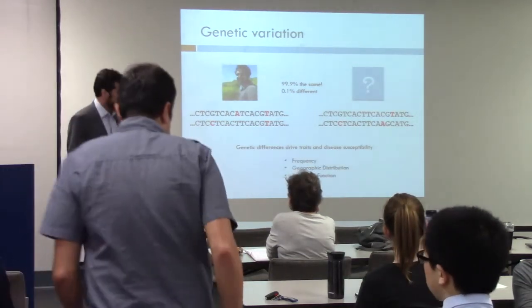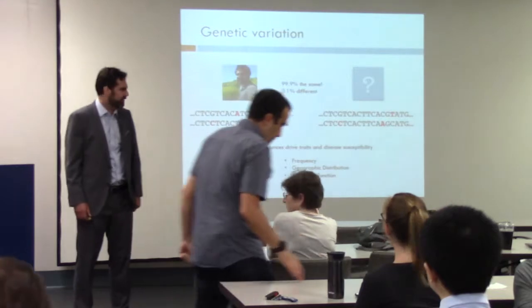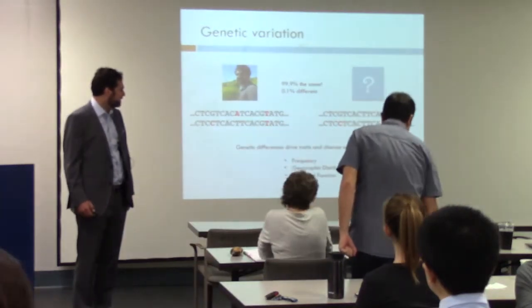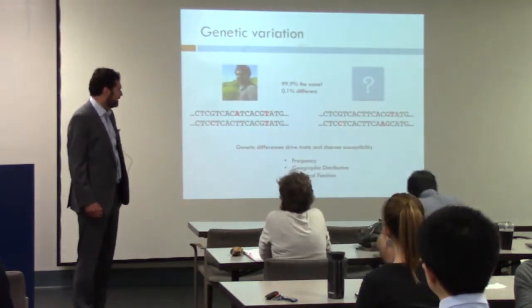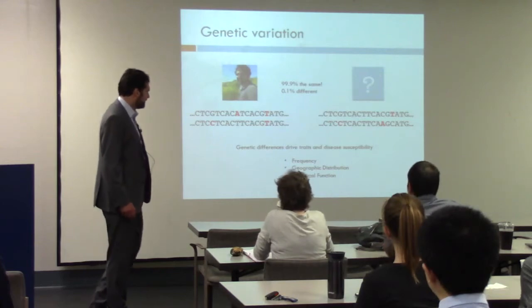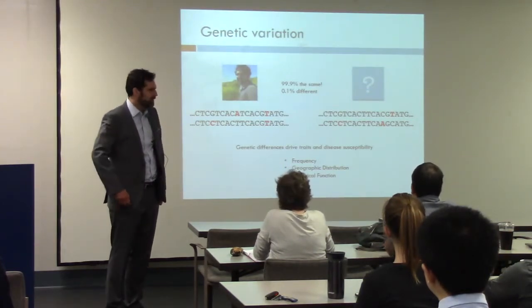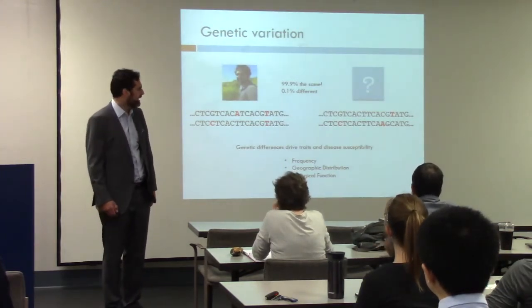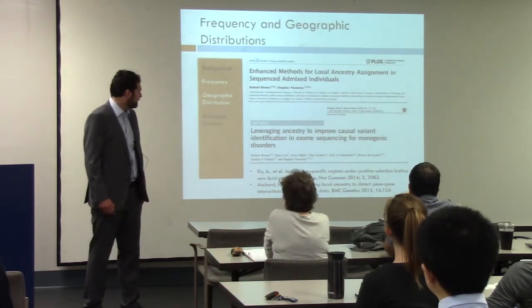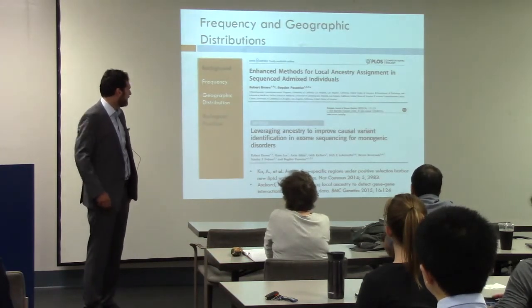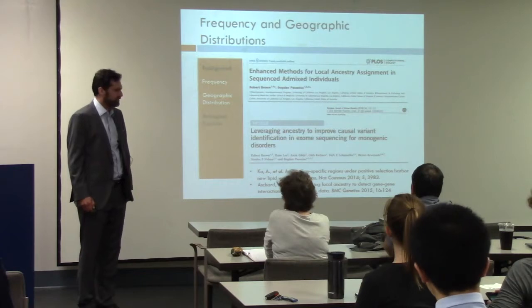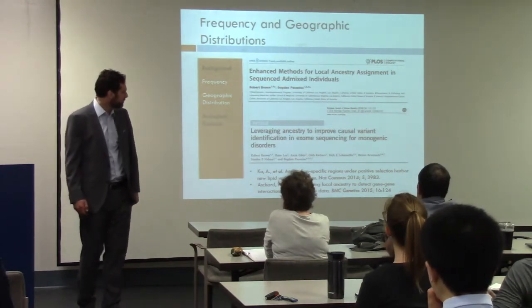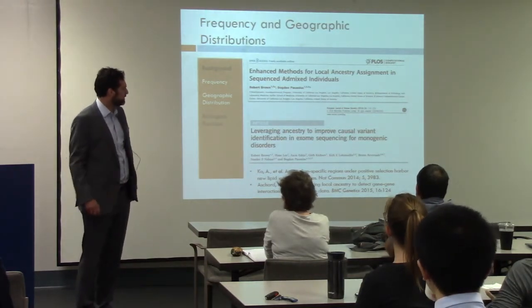In the work that I'm going to present to you today, I'm going to focus on 3 different parts of understanding these differences: their frequency within populations, how they're geographically distributed, and what biological function they have. So my first set of projects have to do with the frequency and geographic distribution of genetic variation. We're going to start with this one that looks at ancestry.